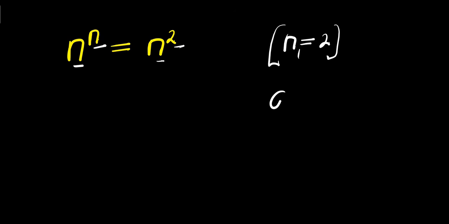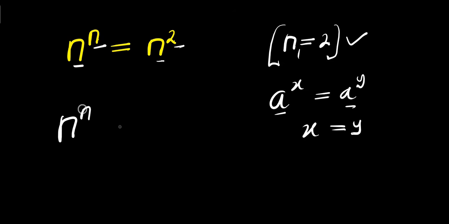because if you have a power x equals a power y, since the bases are the same, that means x equals y. So with that, we can say that n equals 2. This is correct, but this is just one of the solutions. So to find the other values of n, we are going to consider this first method because there are other methods.